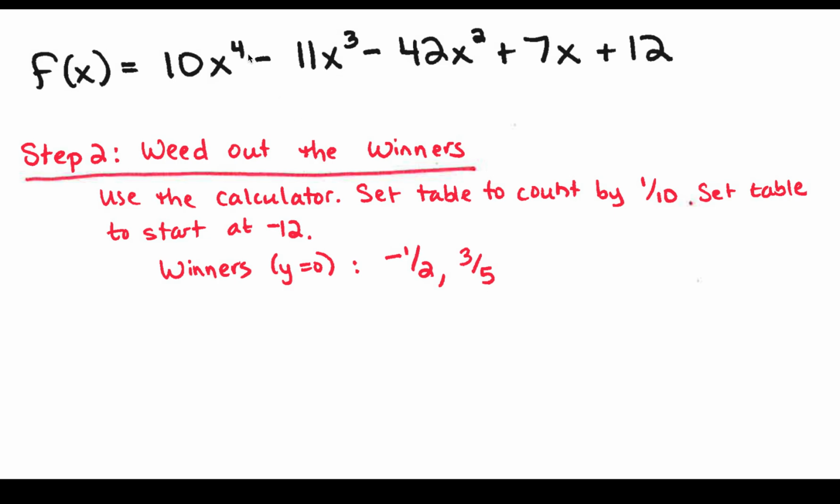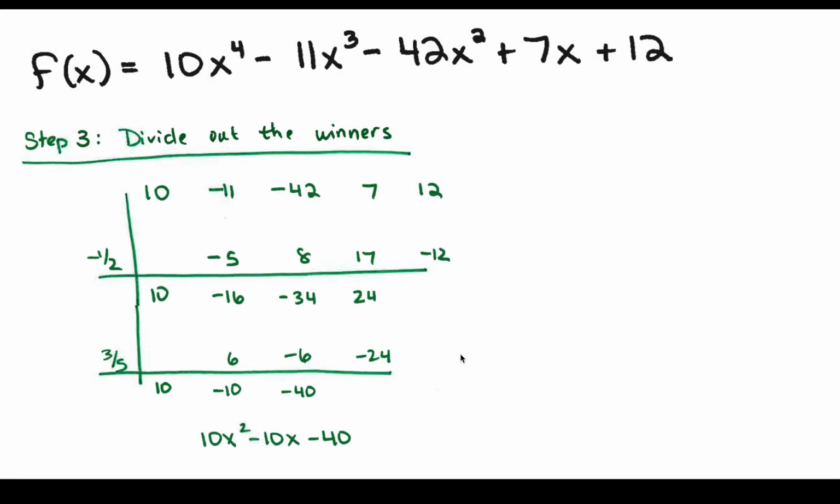Now, this is a 4th degree, so there's a potential of 4 winners. I was lucky to find 2. So now I divide out the winners. So there's all of those coefficients. Synthetic divide first by -1/2, just because that was the first one I found. And then, because why bother resetting the whole problem, I just drew another one and synthetic divided by 3/5, and then wrote out what was left.